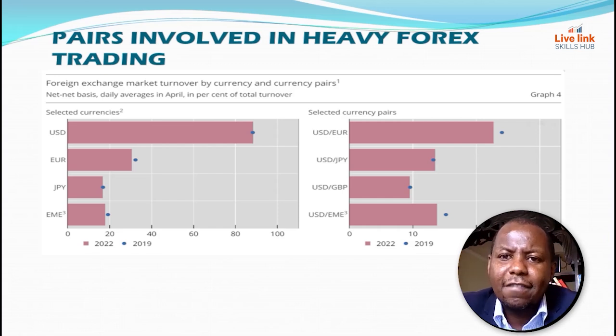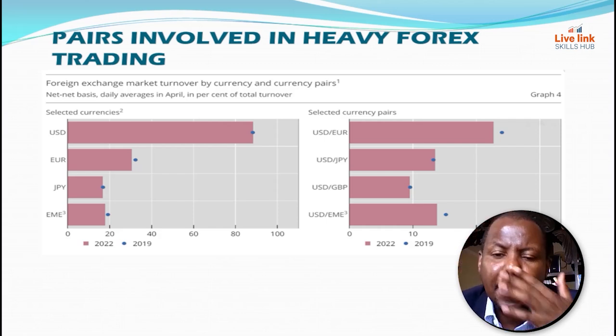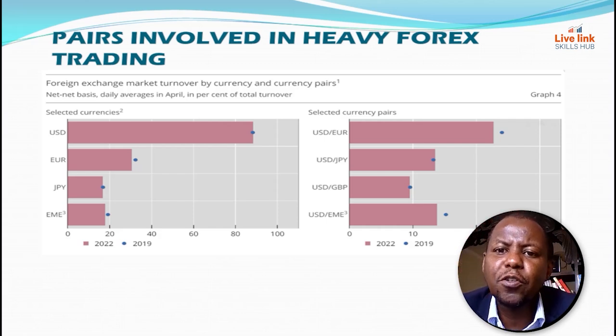We've put up a graph for you to have a look at. On one side of your screen is just the currency. You have the USD on the top, you have the euro, the Japanese yen, and then EME. EME refers to some of the emerging currencies. We're talking about Dubai and others, with an exclusion of Russia and the Chinese currency. These are some of the major currencies, and this is how they are traded.